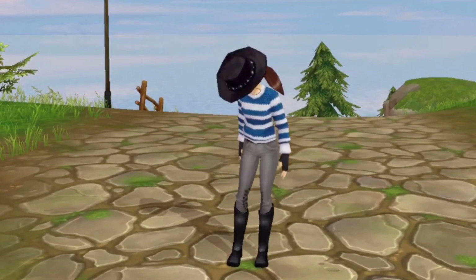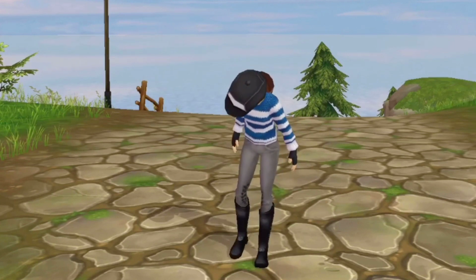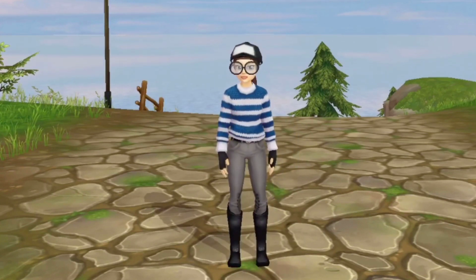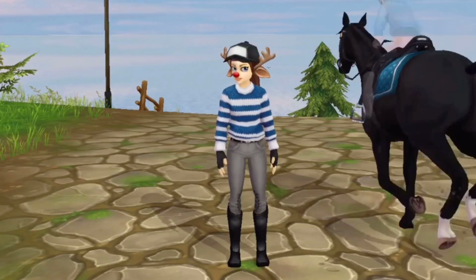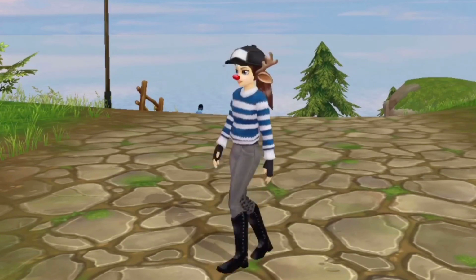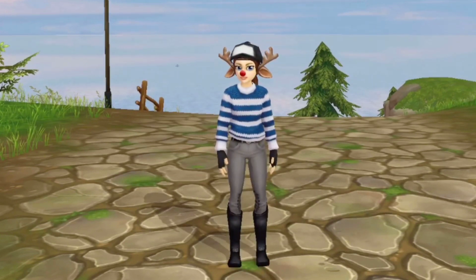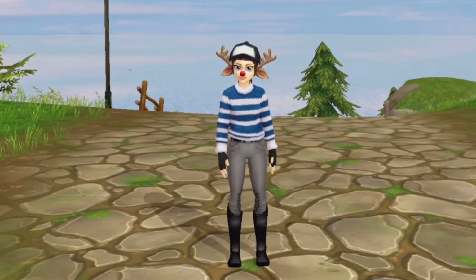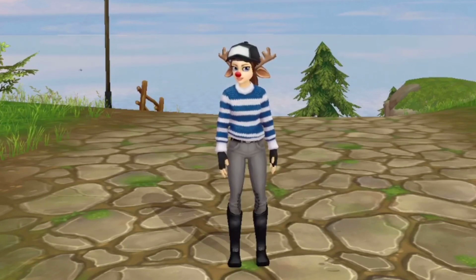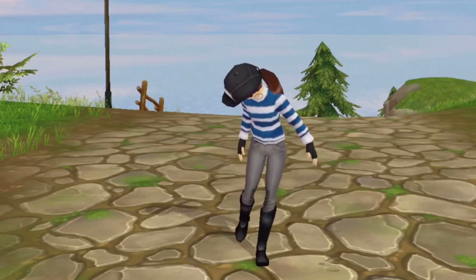Things I would not do are crop tops. That's just my preference, though. Or these big glasses. I don't think you'd want to ride in those. Or, honestly, don't ride in reindeer clothes whenever you're doing this stuff in Star Stable. I mean, I don't know, it looks silly and you'd probably get points taken off for that.